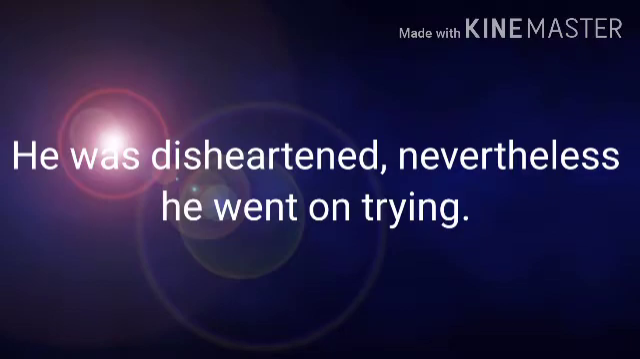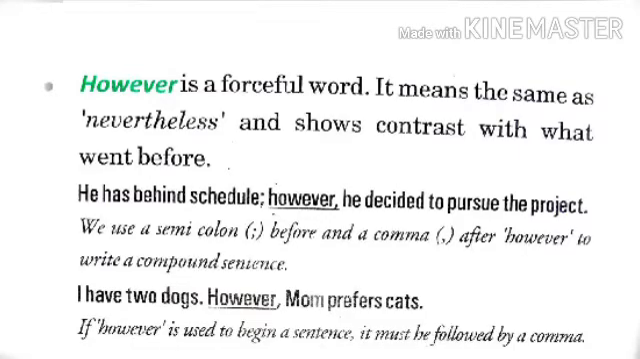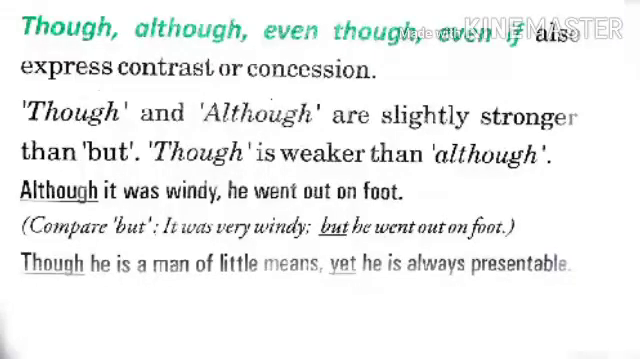Okay, now we have the conjunction however. However is a very forceful word, students. It means the same as nevertheless and shows contrast with what went before. जो पहले वो उसके साथ contrast बताने के लिए आप however use करते हो. जैसे he is behind schedule, however he decided to pursue the project. Now, I have two dogs. However, mom prefers cats. Now students, remember, if however is used to begin a sentence, it must be followed by a comma.